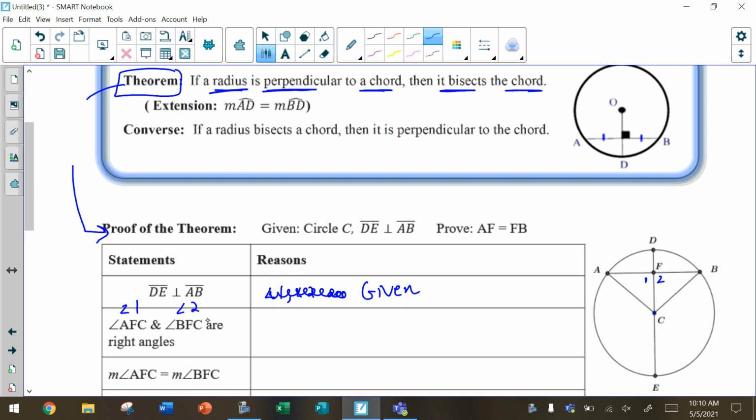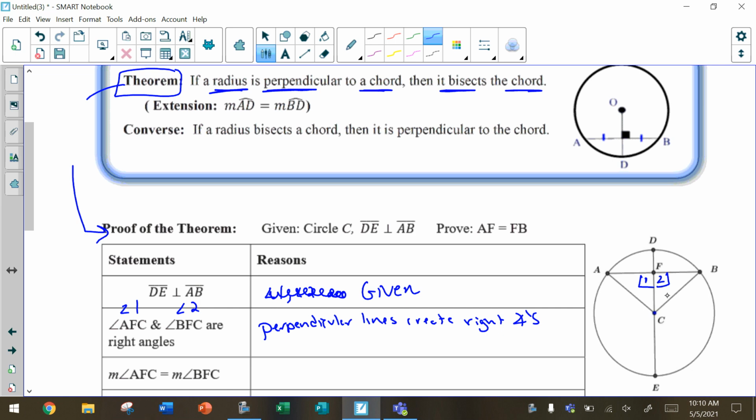Why are they right angles? Because perpendicular lines create right angles. That's not new. That's from the fall. That's not a new concept. So we have a right angle here at angle 1, and we have a right angle there at angle 2.